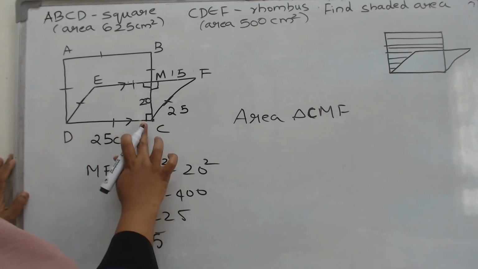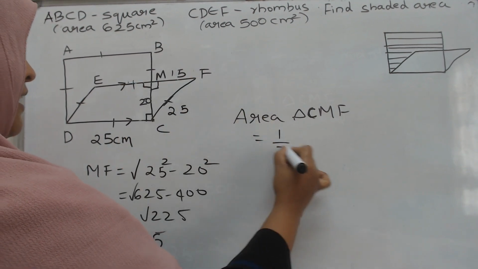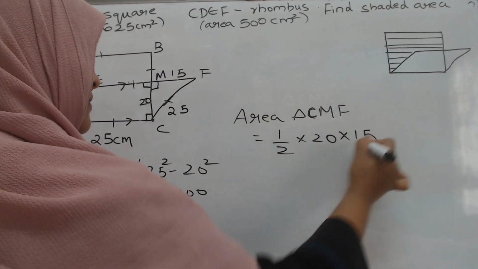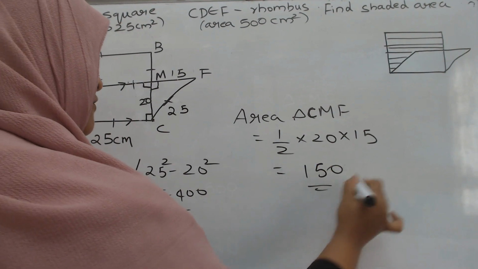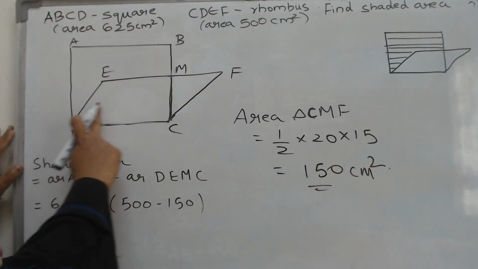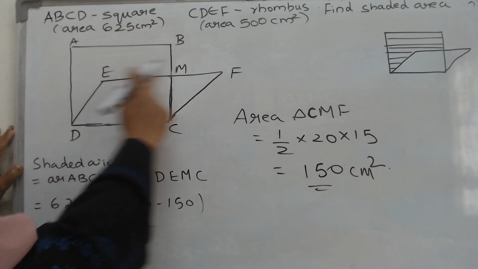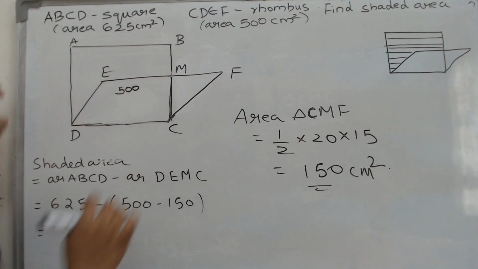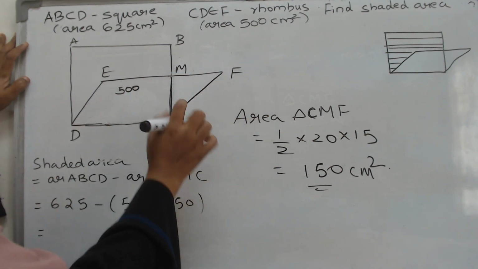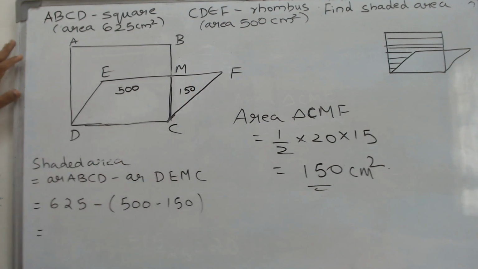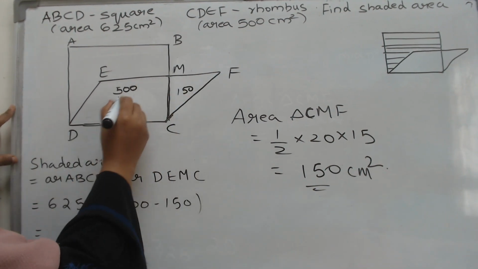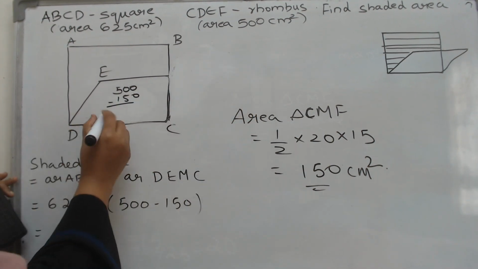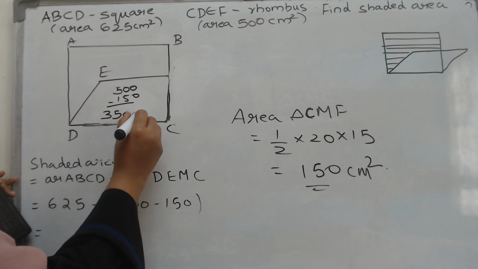Now, what is the area of the triangle CMF? It is half of 20 and 15, which means it is 150 centimeters square. Now, the whole of this rhombus CDEF is of area 500 centimeters square. Just this small triangle here is 150. Now, what if I want to remove this from 500? What if I remove this? Then what is left? Just 350 centimeters square.